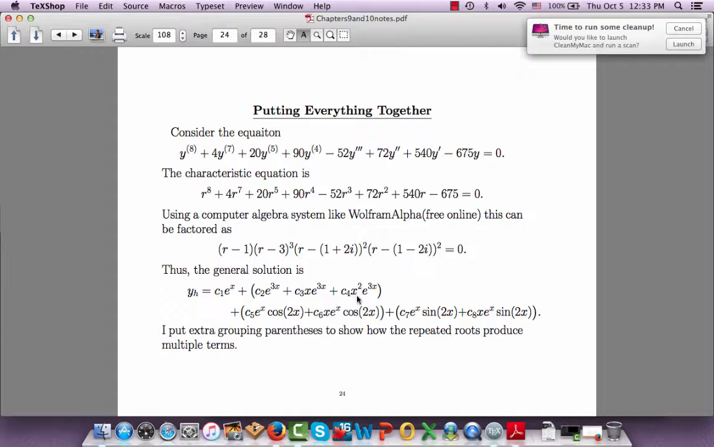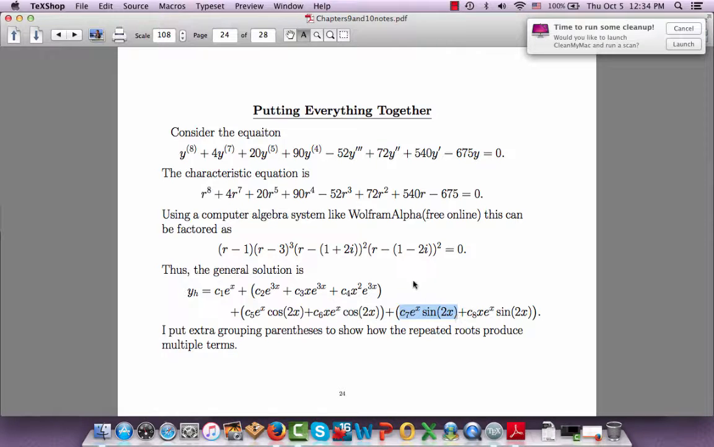Again, I'm just grouping these with parentheses here so you can see where they're coming from. These 3 roots come from the repeated root of 3, which was repeated 3 times, which we call the multiplicity of the root. And then these 2 terms here are really the cosine parts of our complex roots. Remember, 1 plus 2i gives us 2 solutions, a cosine term and a sine term. From the first occurrence, we got the cosine term here, and then the sine term here.